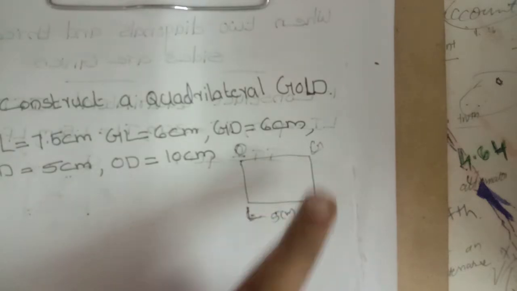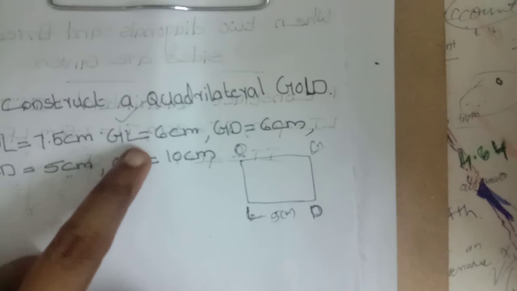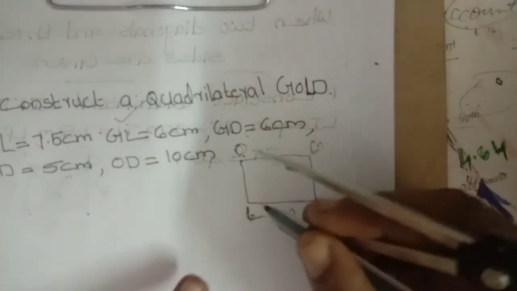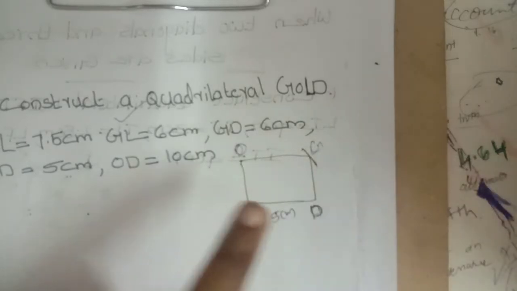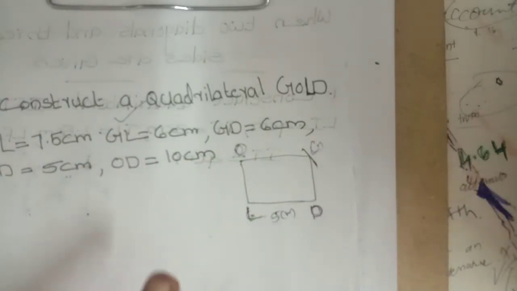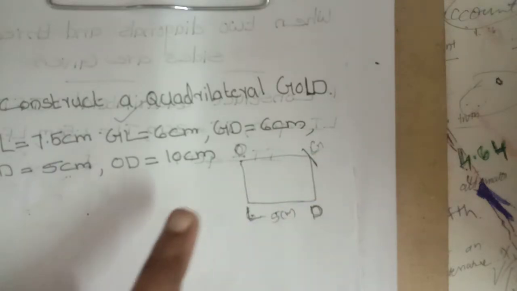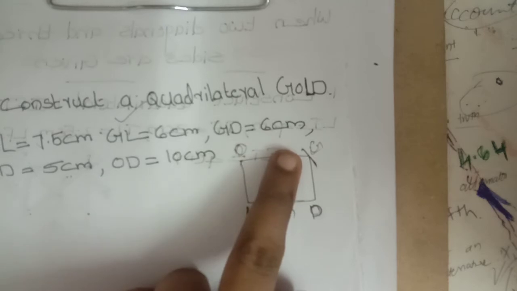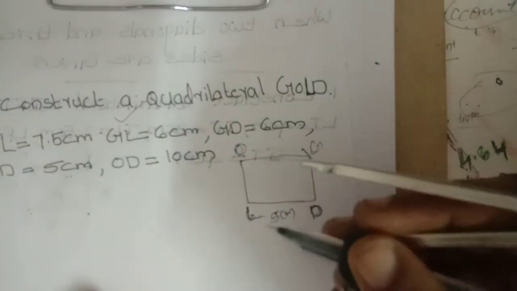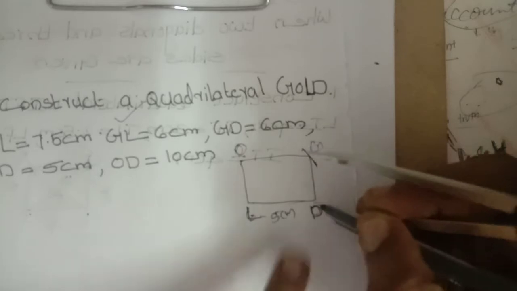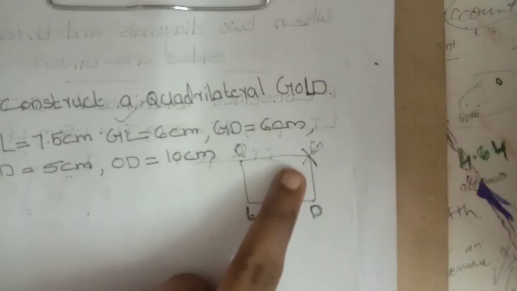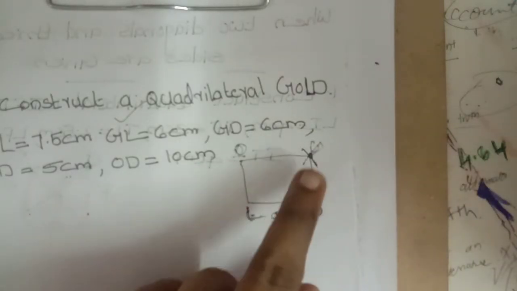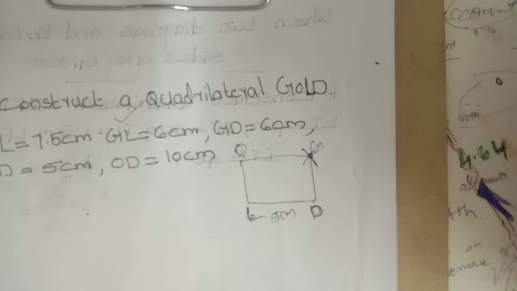So for L and G, yes, 6 centimeters is there. From L take 6 centimeters and draw an arc. The first arc is completed. Next, is the D and G measurement there? Yes, that is also 6 centimeters. Again take 6 centimeters in the compass, D as center, draw the opposite arc. Now the two arcs are intersecting. Mark that intersecting point with the required alphabet G. So the G point construction is completed.